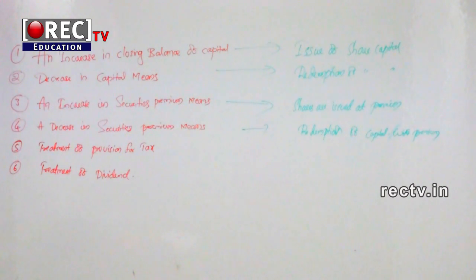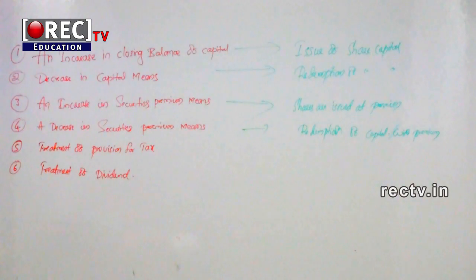Likewise, when there is a decrease in the securities premium, it means you are going to redeem with a premium. That means if the debentures are held at a face value of 100 rupees and you are going to redeem them at 120, your entity is redeeming these debentures at a premium, so your securities premium account will decrease.